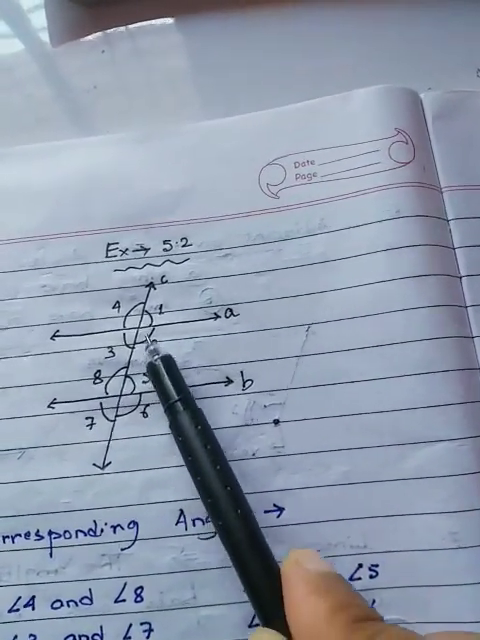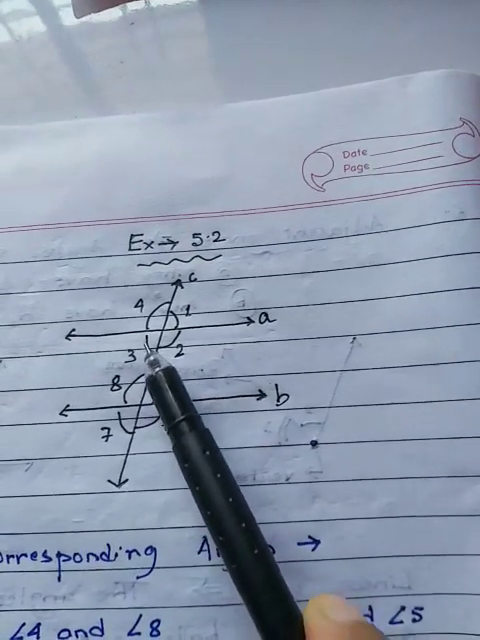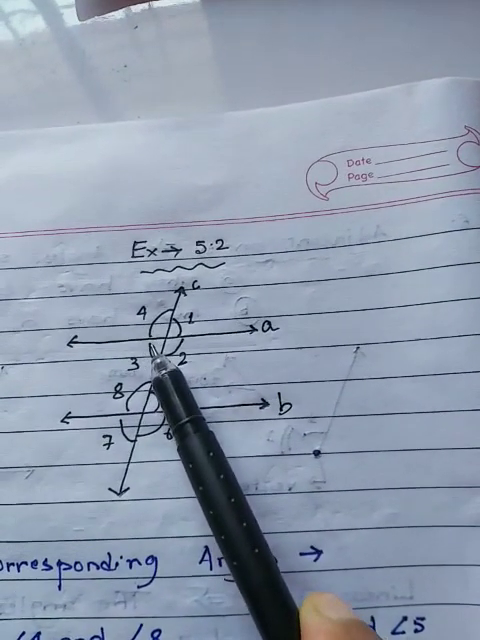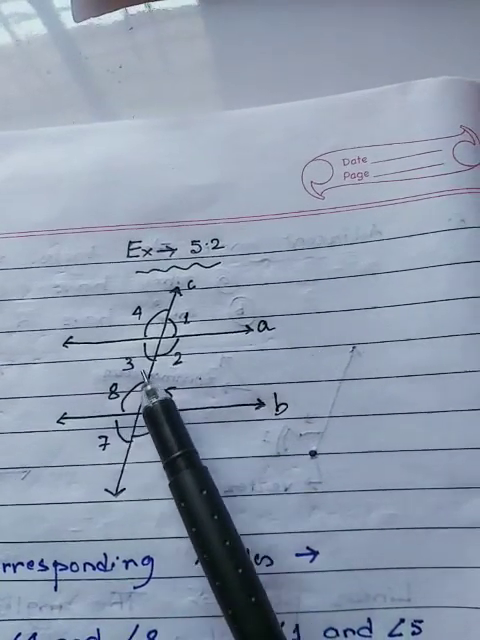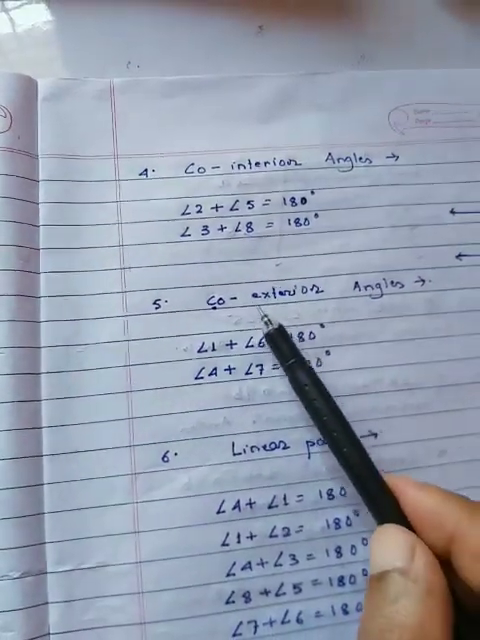So these two angles, carefully see, 2 and 5. The sum of these two angles is 180 degrees. Similarly, the sum of angle 3 and 8 is also equal to 180 degrees. They are also called co-interior angles. Okay. Now let's talk about co-exterior angles.